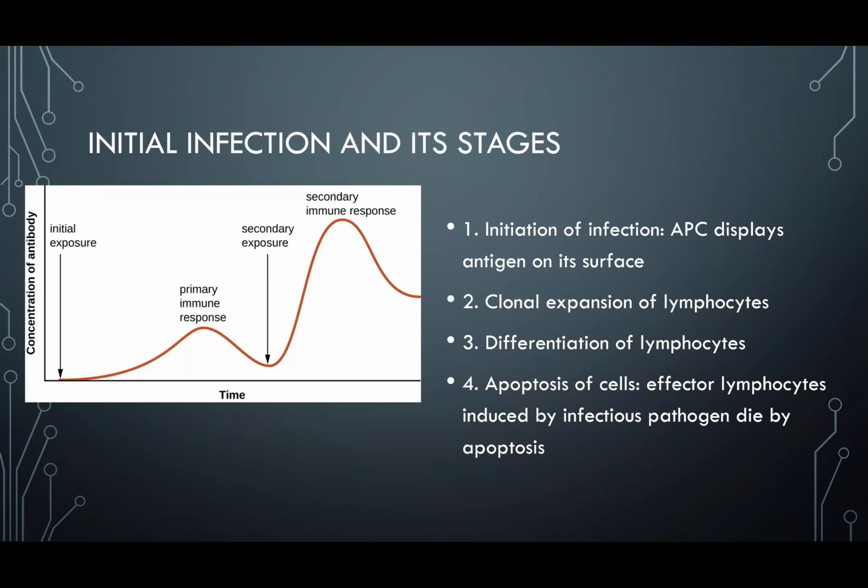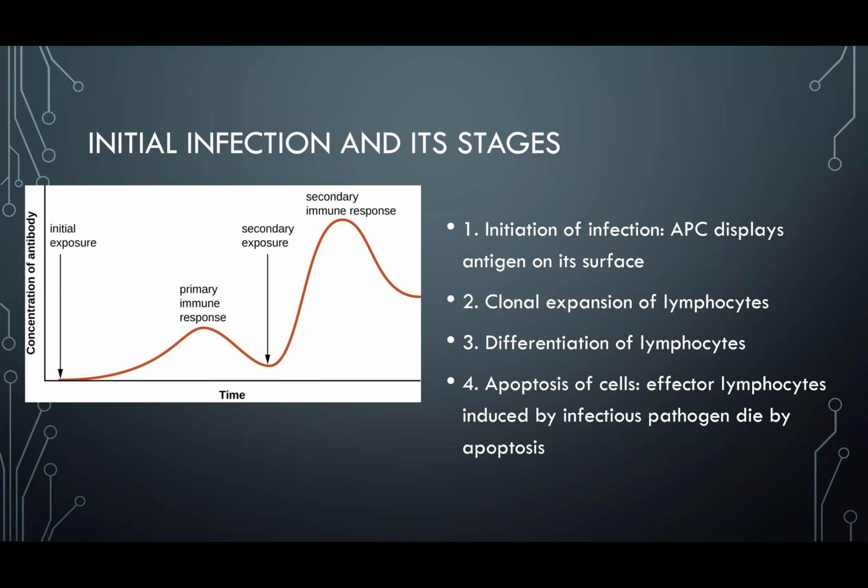Now we talk about the initial infection and its stages. B and T cell activation takes time, from days to weeks. While the body waits for the adaptive response to start, the innate immune response is vital. After fighting infection, memory B and T cells are present. So this means if the infection occurs once again, the response time is much quicker as the memory B and T cells are present and antibodies can quickly be produced from the memory B cells.